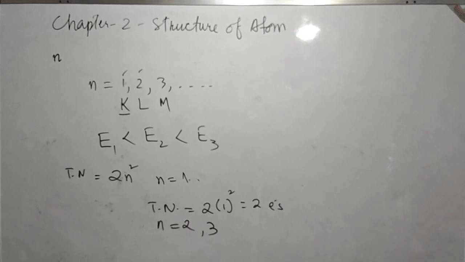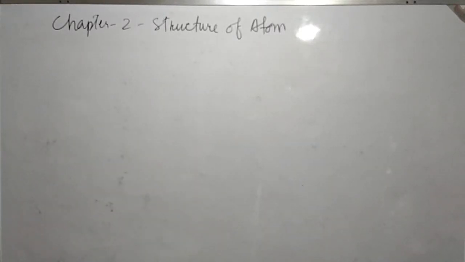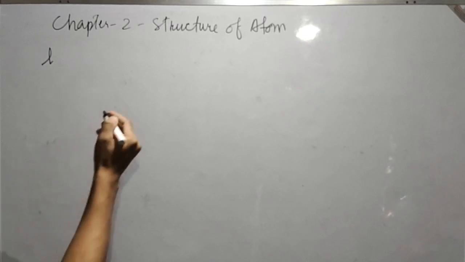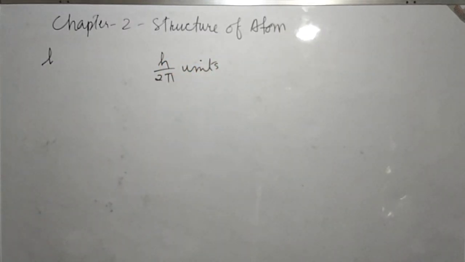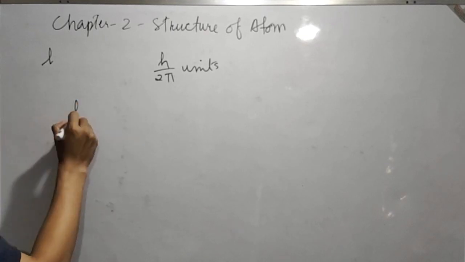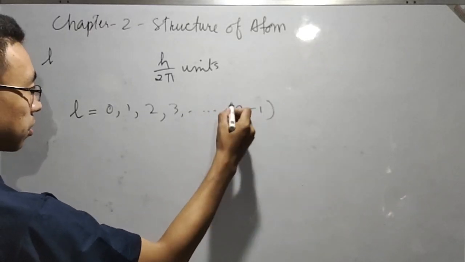The next one is the azimuthal quantum number. It is also known as the angular momentum quantum number, denoted by the letter L. It describes the shape of the subshell, and it also gives the value of the angular momentum of the electron, in terms of h by 2 pi units. Then L can have the values 0, 1, 2, 3, and so on up to n minus 1.